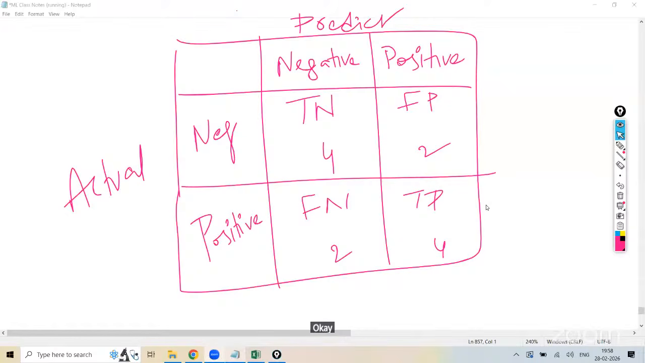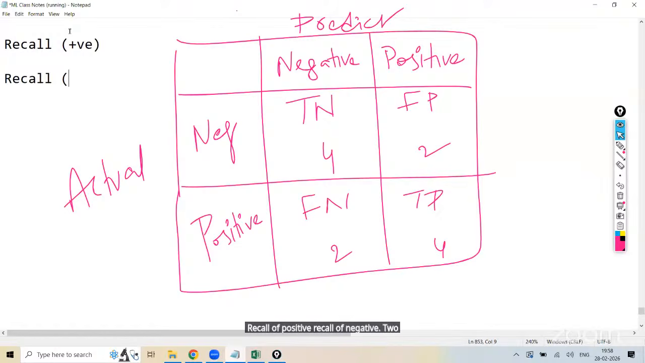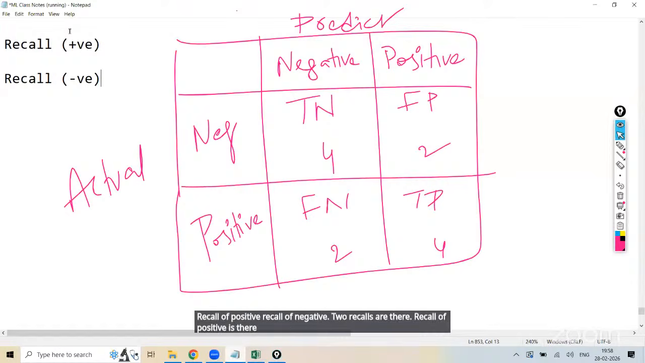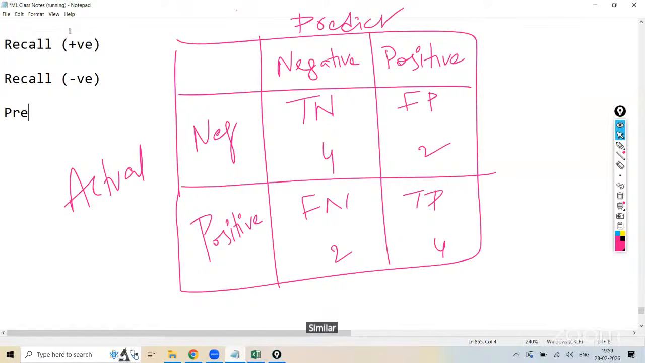Now, coming to the point, total 4 values. 4 values we have filled. Now, the next metric is called recall. Recall of positive, recall of negative. 2 recalls are there. Recall of positive is there, recall of negative also is there. Similarly, precision of positive is there, precision of negative.